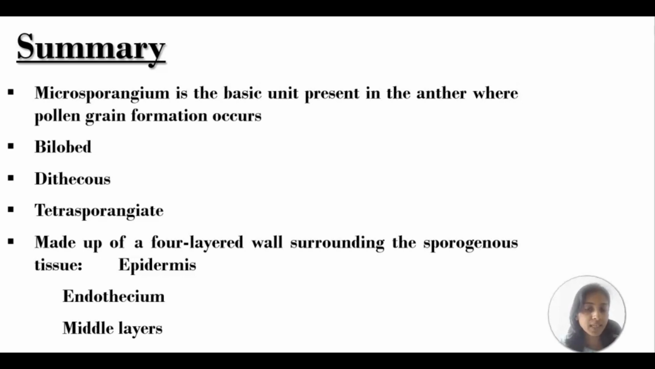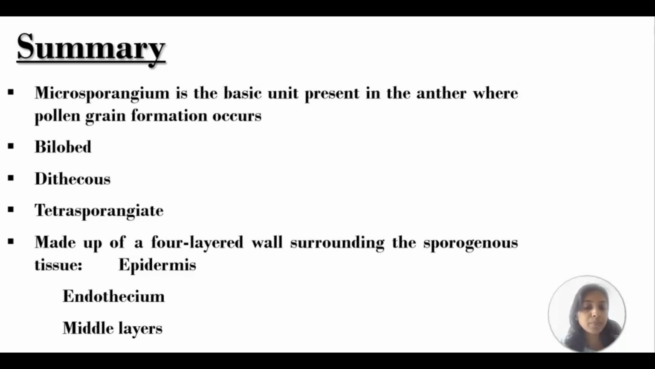Millions of pollen grains are developed in a single microsporangium. It is present in the anther of a stamen. Anther is a bilobed structure, dithecous and tetrasporangiate. The microsporangium is made up of a 4 layered cell wall and consists of sporogenous tissue in the center. The 4 wall layers are epidermis, endothecium, middle layers and tapetum.